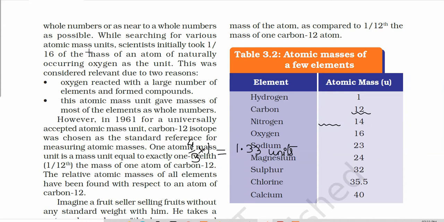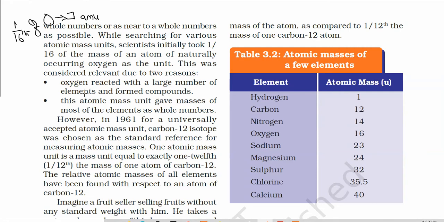While searching for various atomic mass units, scientists initially took 1/16th of the mass of an atom of naturally occurring oxygen as the unit. In previous times, the rule used was that 1/16th of an atom of oxygen would be considered as 1 atomic mass unit.